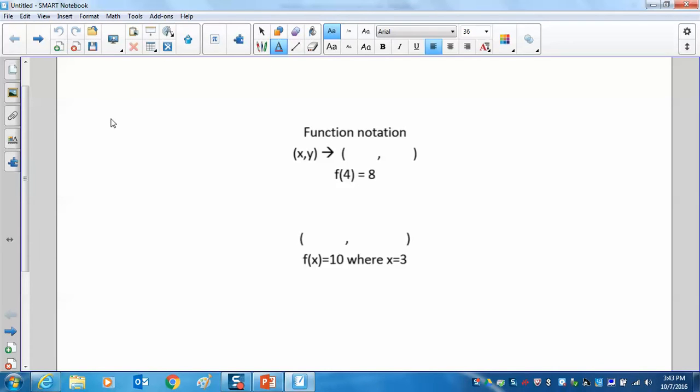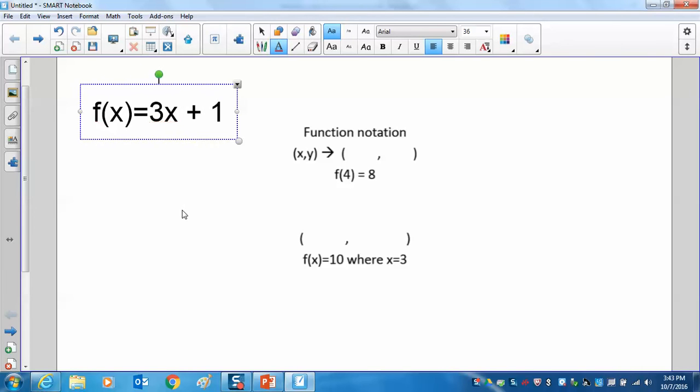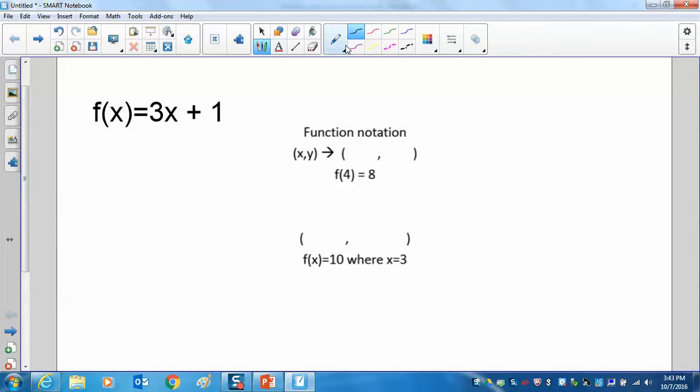So you'll see things in a math test like f of x equals 3x plus 1. What does this mean? Well, our input is our x value. So our input is x, and our output is f of x. So what we're saying is, in this function, if we plug in an x value, that's our input, take that x value, multiply it by 3, and add 1 to get the output. It's a pattern. 3 times our input plus 1 equals our output.